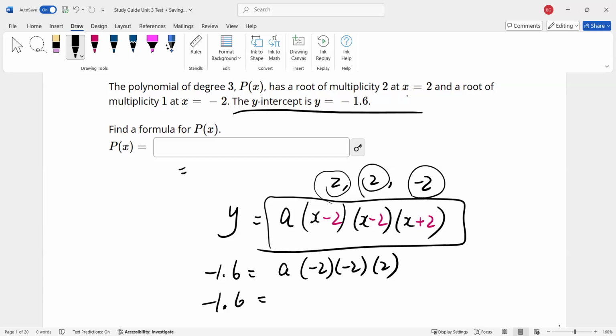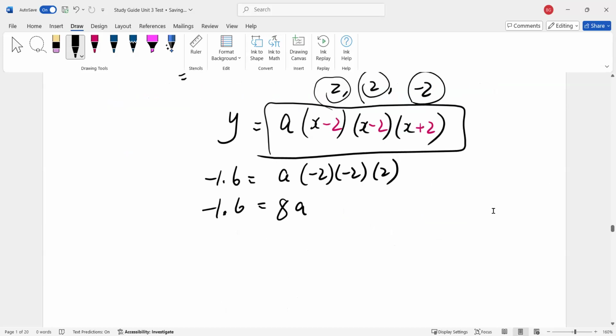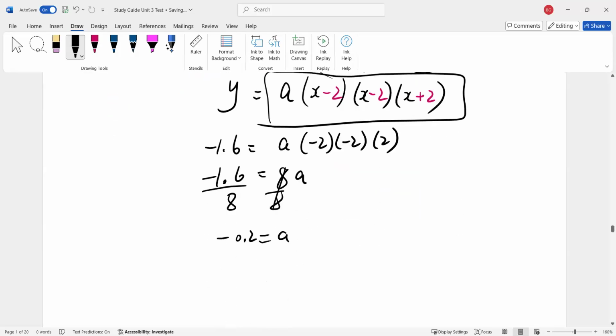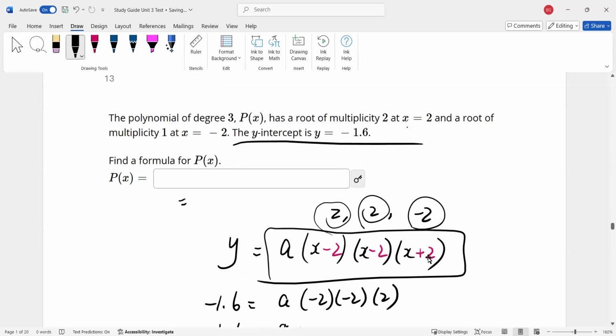-2 times -2 is positive 4. 4 times 2 is 8. So 8a equals -1.6, and then we divide each side by 8. Cancel. We have the letter a equals -0.2. a equals -0.2, that's the leading coefficient, -0.2. So the function should be -0.2.